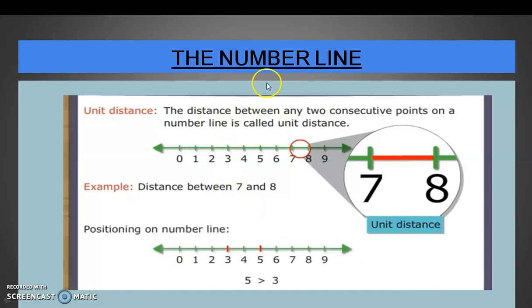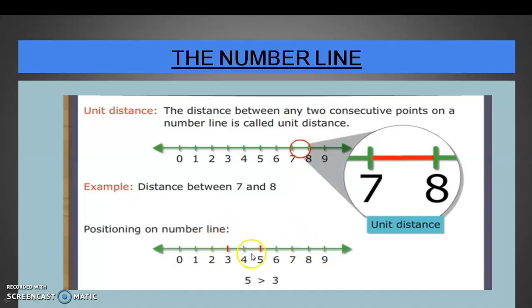Now to represent the whole numbers on a number line, we make a number line by leaving equal space between them. The space between two consecutive numbers is called unit distance. So you can see I have magnified the distance between 7 and 8. This distance is called unit distance. So we have represented the smallest whole number 0 on the left side, and then we move further towards the right side. On a number line, the numbers which lie on the right side are always greater than the numbers which lie on the left side.